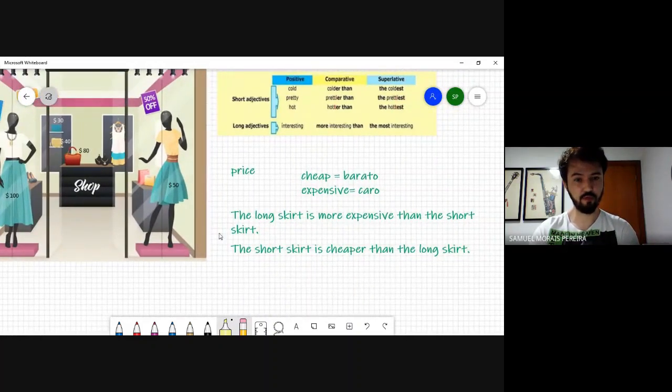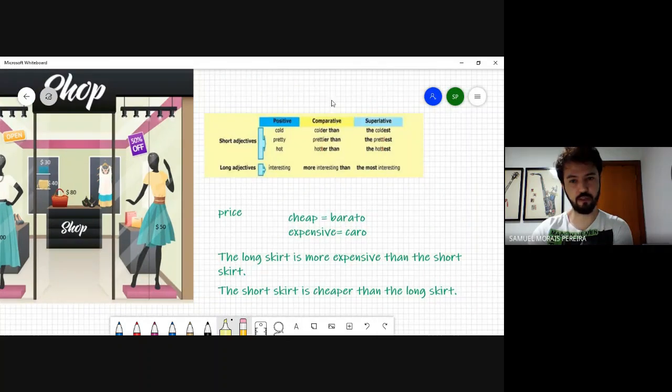Vejam, eu estou comparando o Douglas, na verdade, né? Tá comparando uma coisa com outra, ok? Tá comparando, ó, o elemento A, the long skirt, com o elemento B, the short skirt. Então é grau comparativo. Então, vou usar a regra do comparativo. Tá aqui, ó. Ou eu uso o R, ou eu uso more. Quando o adjetivo é grande, o que eu faço? Ó? When you have a long adjective, you have to use more. So, the long skirt is more expensive than the short skirt.